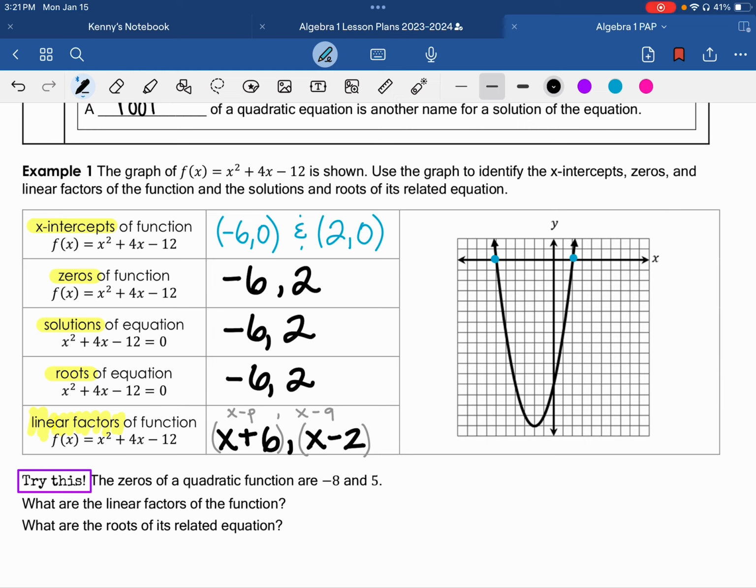All right, I do encourage you to go ahead and pause and try this. We did go over this in class and I did check it. So I do encourage you to pause the video, give that one a try, and then ask me in class later if you got it correct, or check with someone in your group.